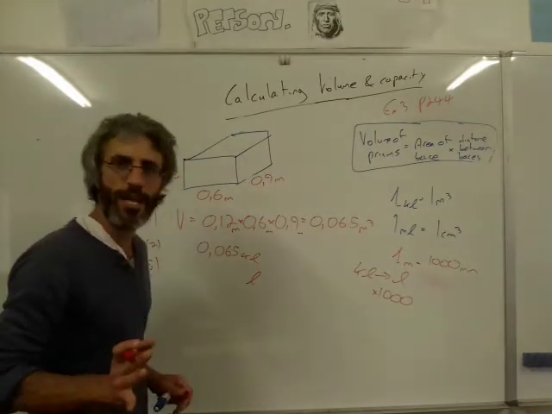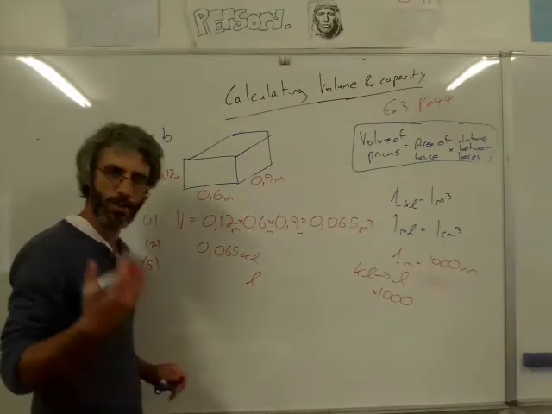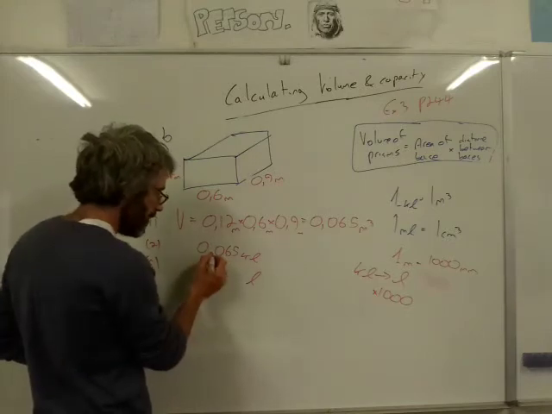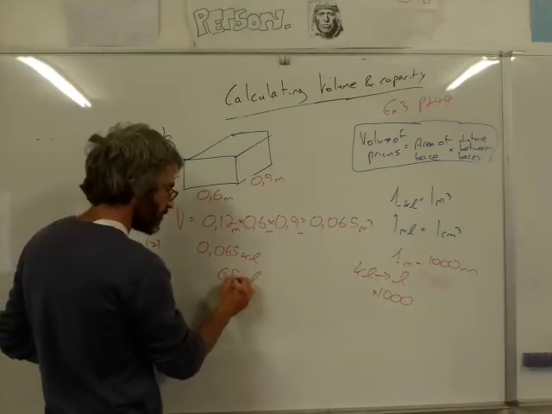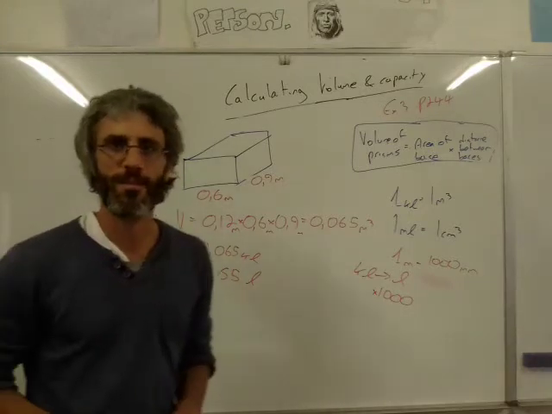I don't need a calculator for that. How do I times by 1,000? We did it before, a few months ago. We just move the decimal place 3 times. So the answer is going to be 65 liters.